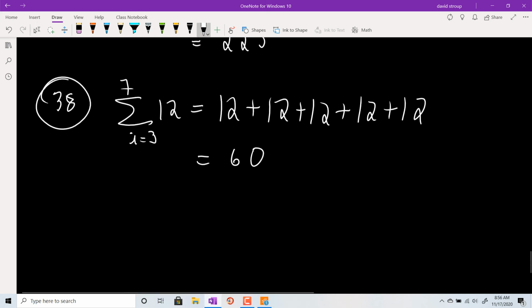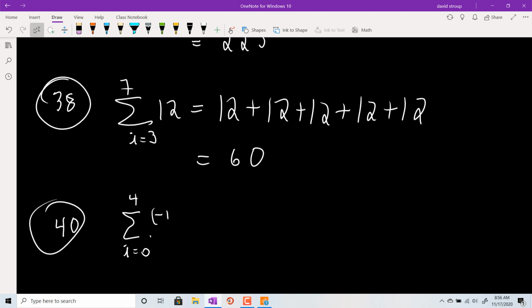Okay. Let's look at another one. This one's a little weird. So I have the sum from I equals 0 to 4 of negative 1 to the I plus 1 all over I plus 1 factorial.